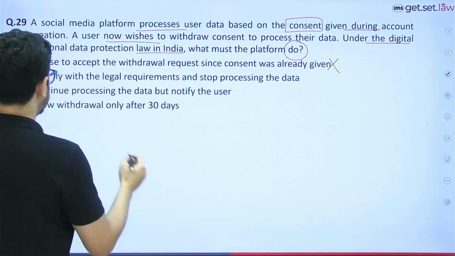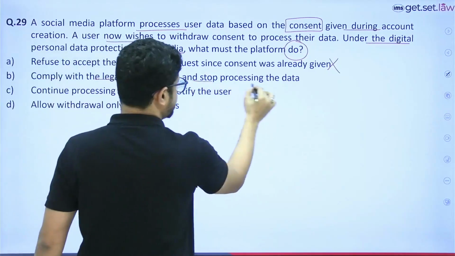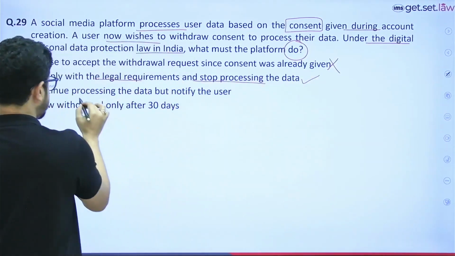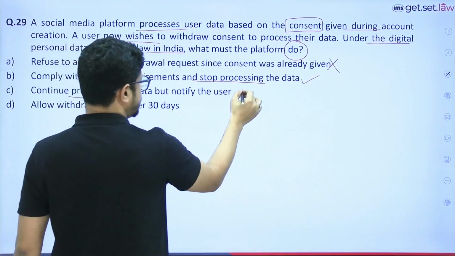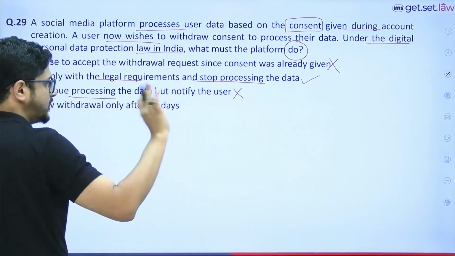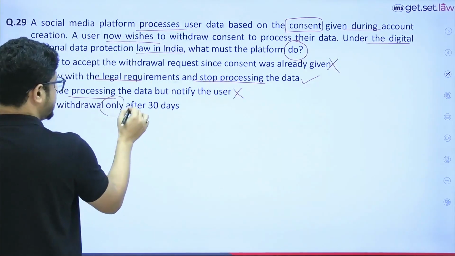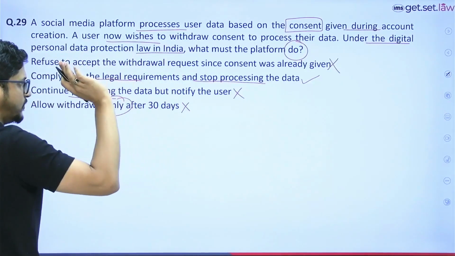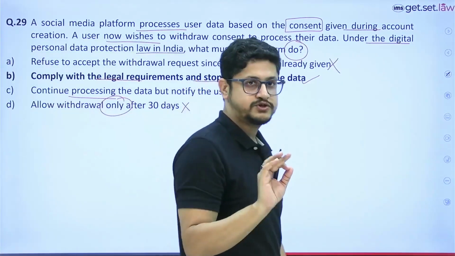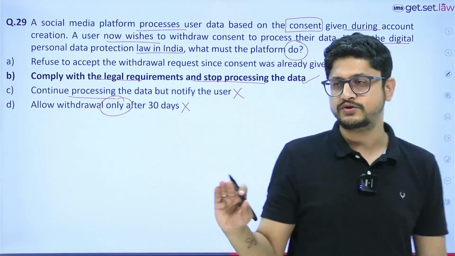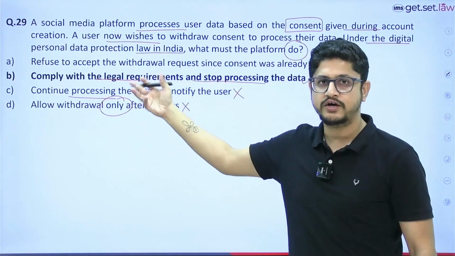It's allowed. Comply with the legal requirements and stop processing the data is one option. Continue processing the data but notify the user: no, they can't use the data because I don't want my data to be used. Allow withdrawal only after 30 days is an extreme option. So the correct answer becomes option B, because you can get there by the elimination method. This is somewhat closer, though not directly given in the paragraph.